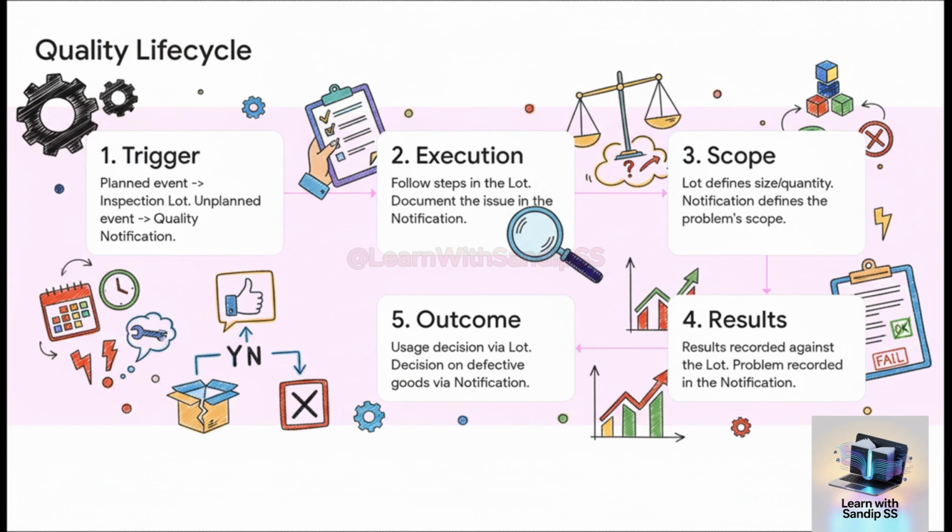And finally, the outcome. An inspection lot leads to a formal pass or fail decision. A notification leads to a decision on what to do with the bad products. See? 2 different paths with 2 totally different answers for every step of the journey.